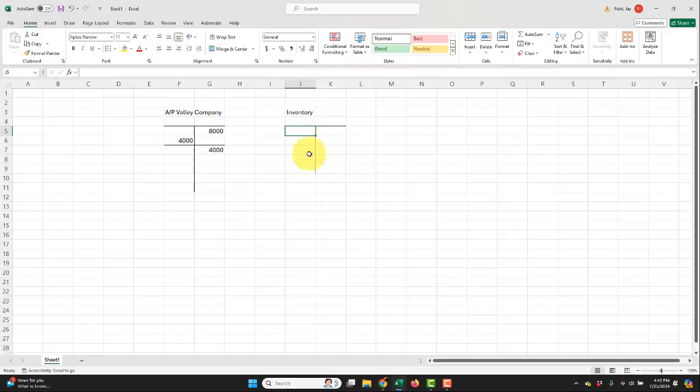So if I quickly just step through all the transactions that affected inventory, we first debited it 8,000 when we first made that purchase. Then we returned 4,000 of it.